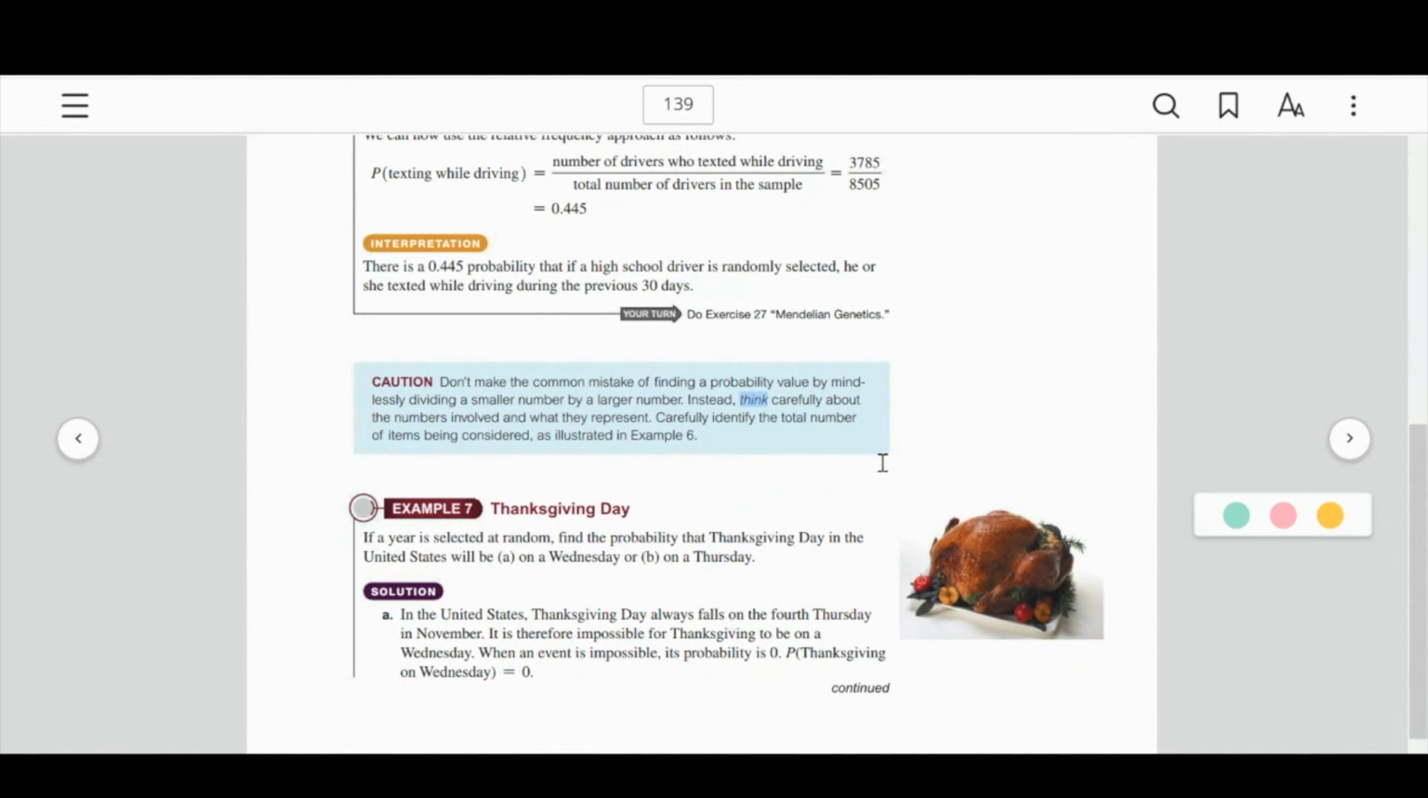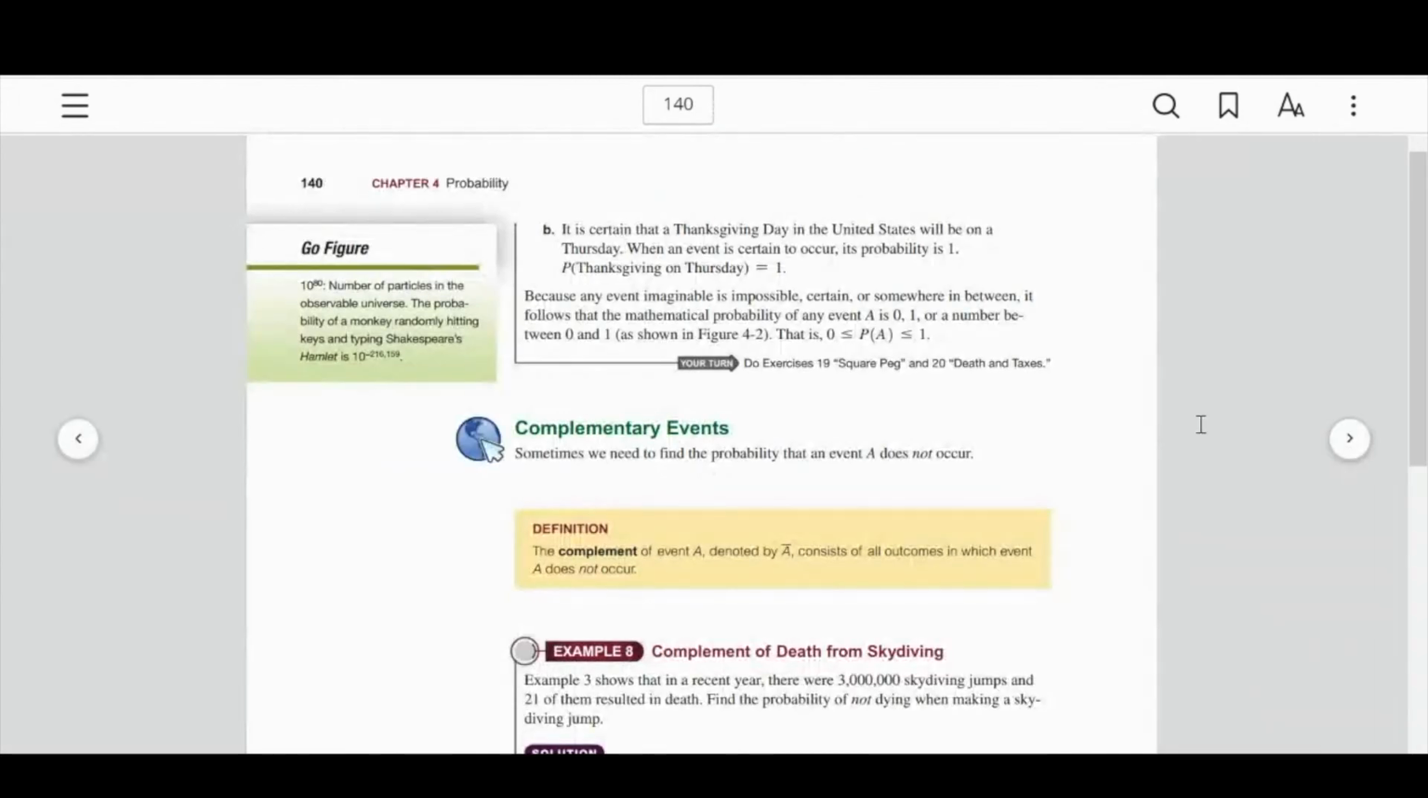This one's fun. What's the probability that Thanksgiving will fall on a Wednesday? Like it doesn't, because it's always the fourth Thursday, and so 0. Well, what's the probability that it falls on a Thursday? Like it always does every time, and so the probability is 1. They'll give you some simple things like that.